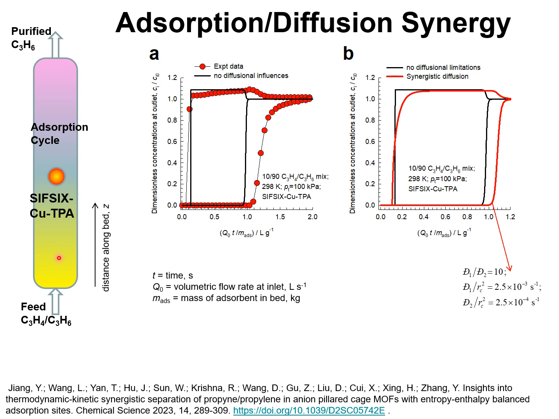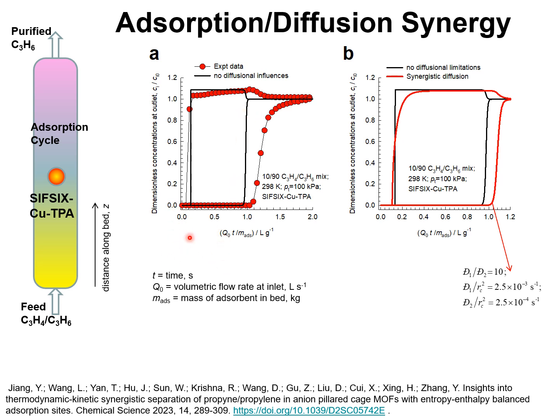The experimental data on the transient breakthroughs for 10/90 propyne/propene mixtures in a fixed bed of CYP6 copper TPA, as reported in this Chemical Science paper, is shown here with these red circles. Transient breakthrough simulations, ignoring diffusional influences, are shown by the continuous solid black lines here.